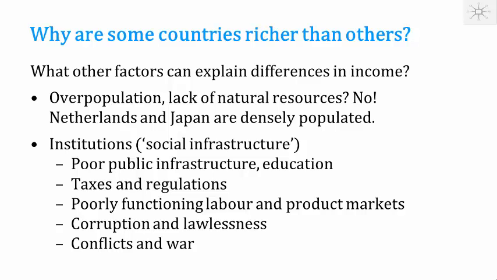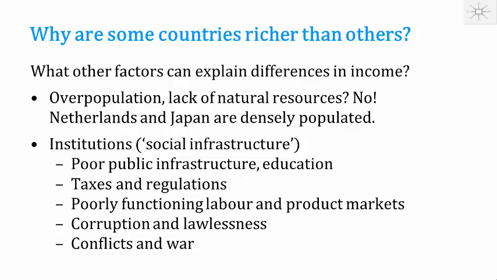Regulations have to be efficient and promote competition, not prevent competition. Labor market and product markets must be functioning well, which requires law and order, and you must be able to enforce contracts, and you must have, above all, law and order. And many poor countries are characterized by corruption and lawlessness, or even conflicts and wars. Some of the really poorest countries suffer from civil wars or social unrest that effectively prevent those countries from developing.